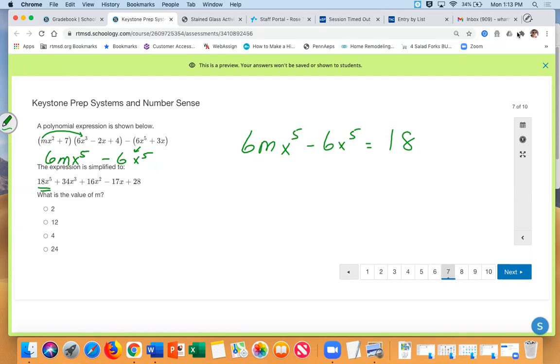Kelsey, if I asked you to solve 6m minus 6 equals 18, could you? Yeah. Okay, what do we got? You add 6 to 18. So that'd be 24. And then you divide. And then you get m equals 4. Perfect.